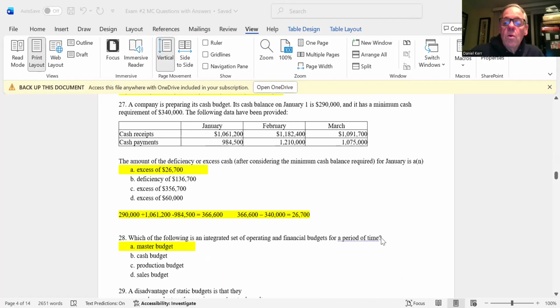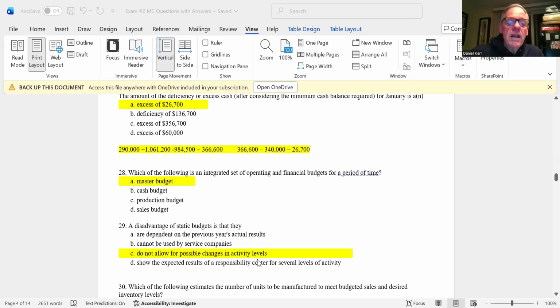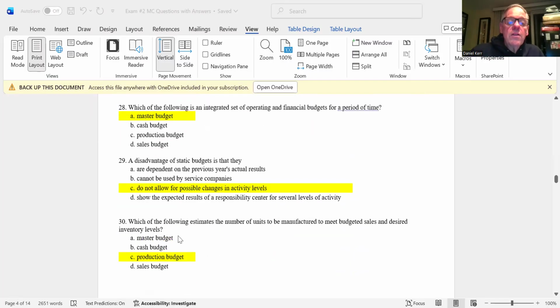28. Which of the following is an integrated set of operating and financial budgets for a period of time? That's by definition, the master budget is the combined operating budget and the financial budget. It's called the master budget. So the answer there is A. 29, a disadvantage of static budgets. They do not allow for possible changes in activity levels. That's the downside of a static budget. So the answer there is C. 30, which of the following estimates the number of units to be manufactured to meet budgeted sales and desired inventory levels? That's called the production budget. So the answer there is C.